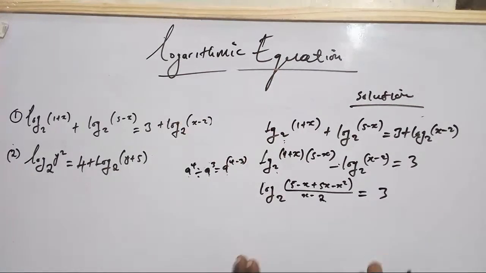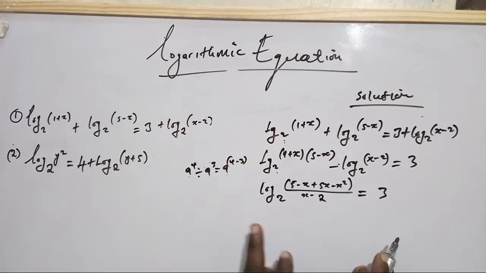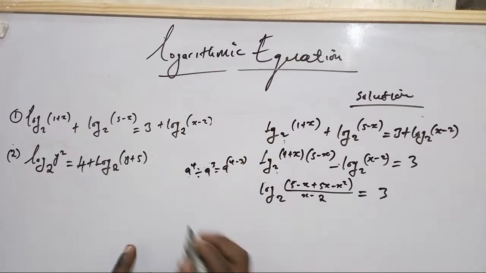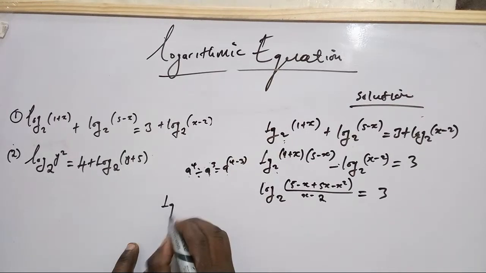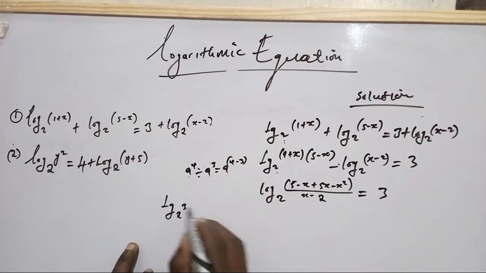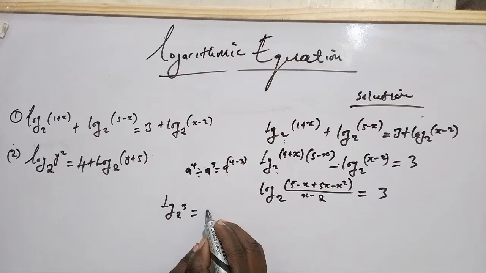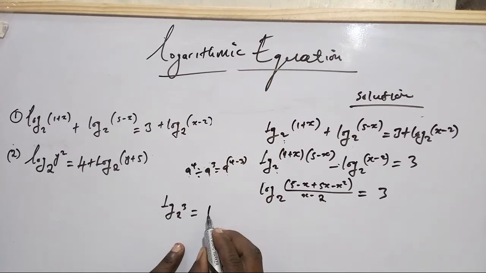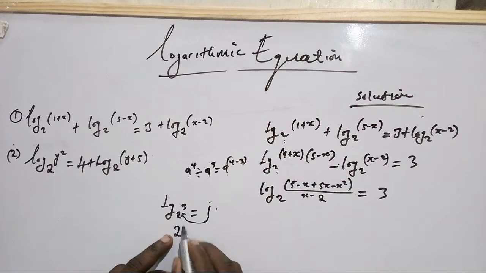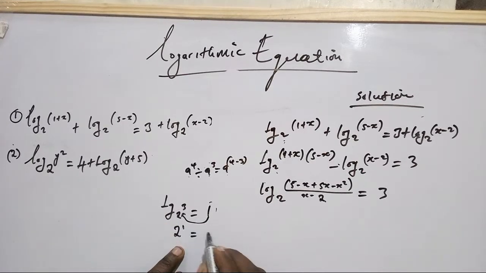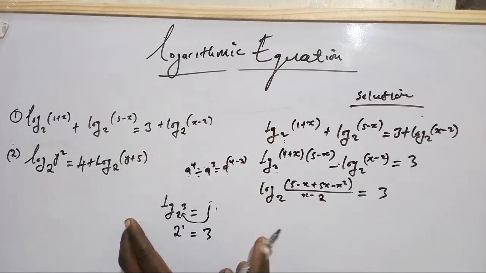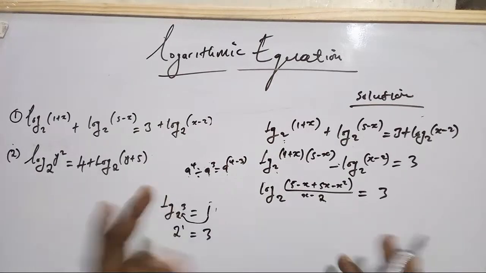And here you also have to change from a logarithmic equation to an exponential equation. How do we do that? Let's say you have log₂ 3 equal to, let's say, 1. What you have to do is swap this 1, which will become the power of the 2, so 2 to the power 1 should be equal to 3. That's how we change the logarithmic equation to an exponential equation.